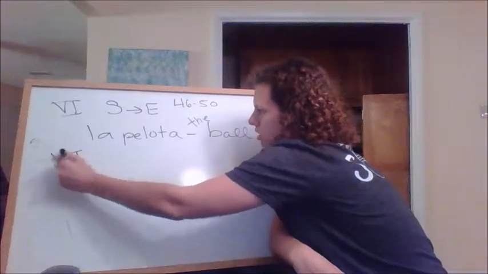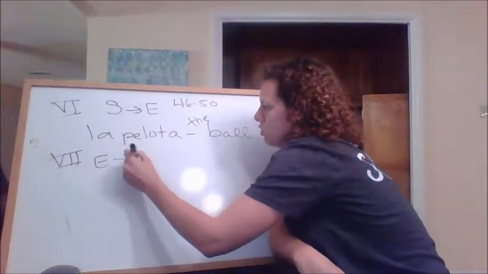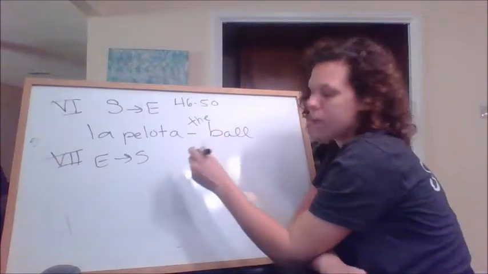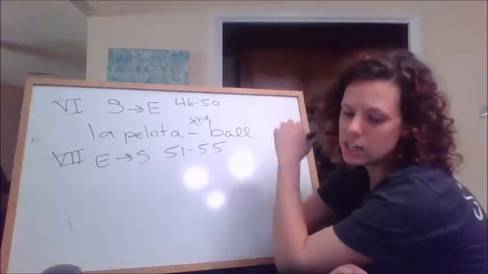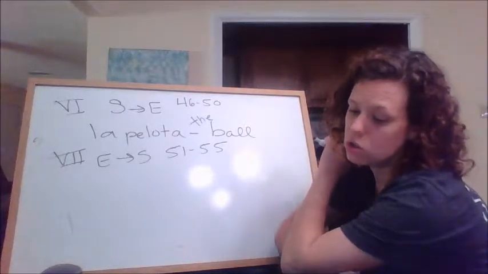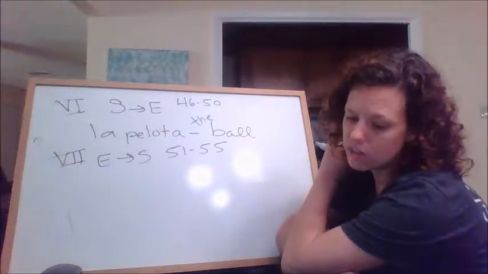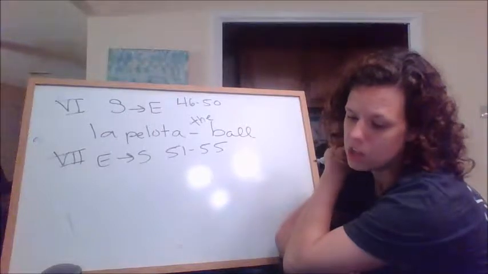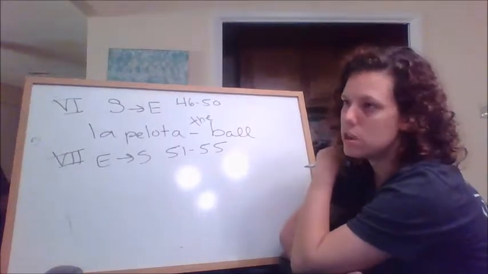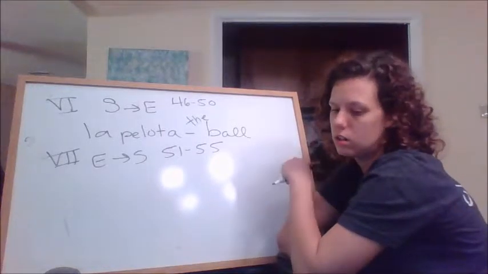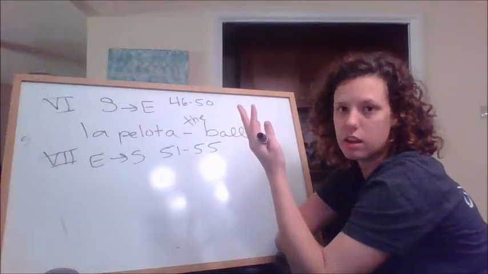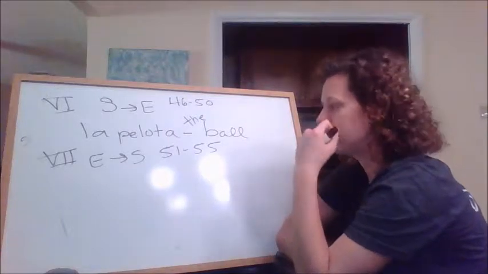Part 7 is going to be English to Spanish. It is also 5, so it's 51 to 55. Once again, it says translate the following words, phrases to Spanish. Include the definite article when applicable. Something that would not be applicable would be like, I'm trying to think of one of your verbs.